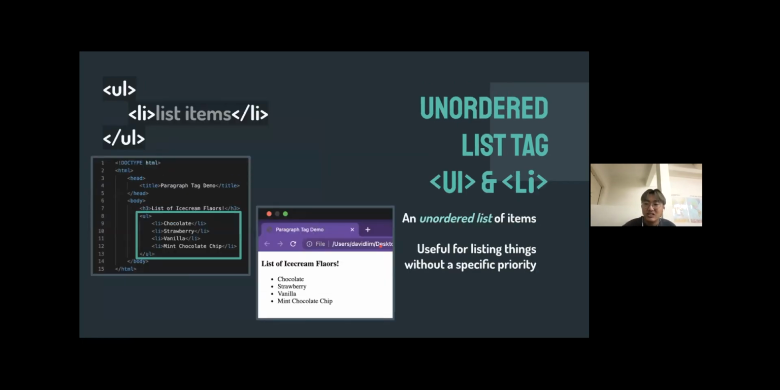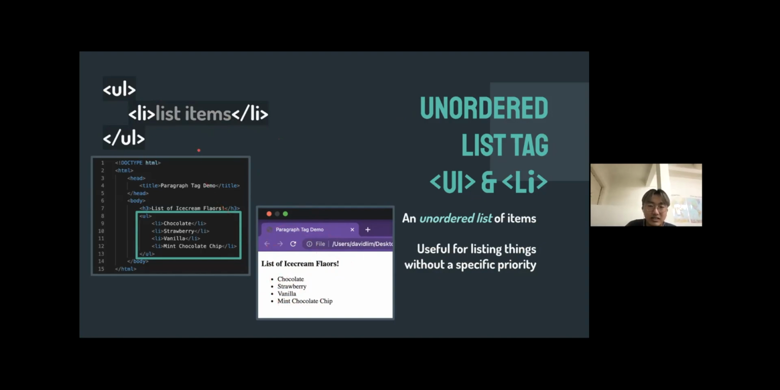Okay, so next one is the unordered list tag. This is a little bit more confusing, so I'll explain in a bit. The unordered list tag is an unordered list of items, useful for listing things without a specific priority. So that's a lot of words, but basically what it means is that this is just to make a bullet list of items. So you see the list of ice cream flavors. Oh, I misspelled that. Flavors. We have chocolate, strawberry, vanilla, and chocolate chip, right? So this is without priority because there's no specific ranking. It's just a list of bullets.